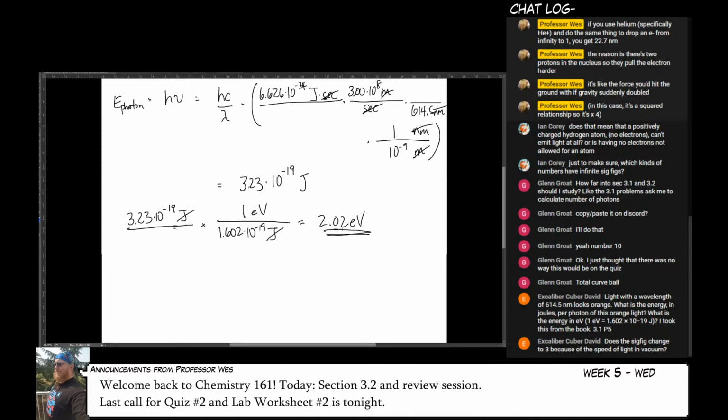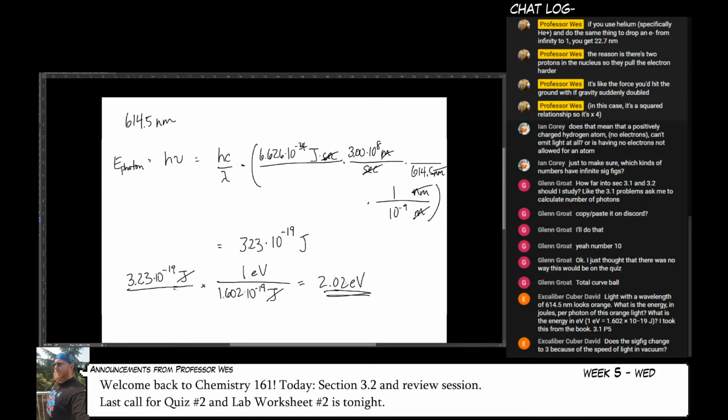Does the sig fig change to 3? Yeah, it's 3 because of this number right here. However, if you used another speed of light value, because the speed of light is defined, it's like 2997928 or something like that. So if you used all those digits, then you would actually have 4 sig figs due to this and this one.